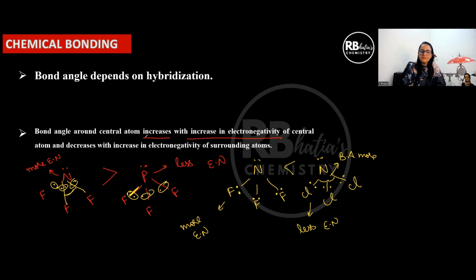So the point says, if the electronegativity of the central atom is more, bond angle is more. If the electronegativity of the surrounding atom is more, bond angle is less. Just remember this point to compare this.